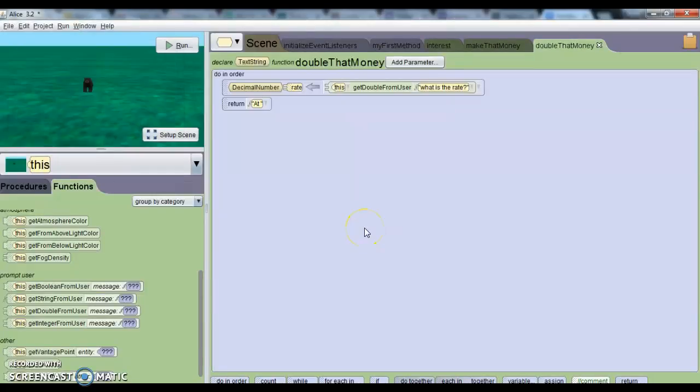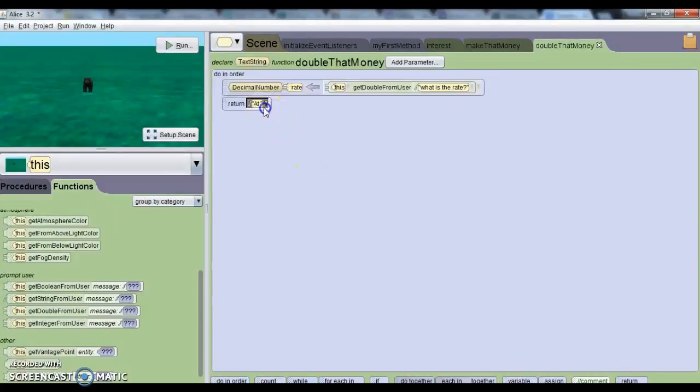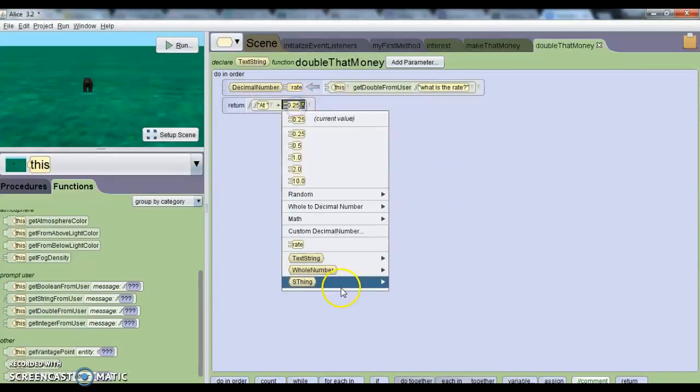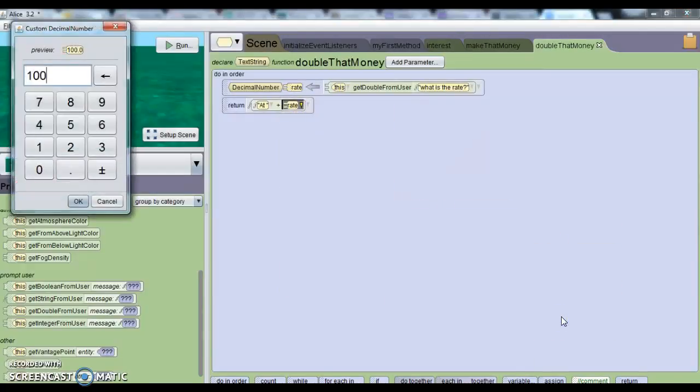Now if the rate was 0.045 and it should return 4.5, we're going to need to do a calculation. So if we do rate, we also need to do a math multiplication by 100.